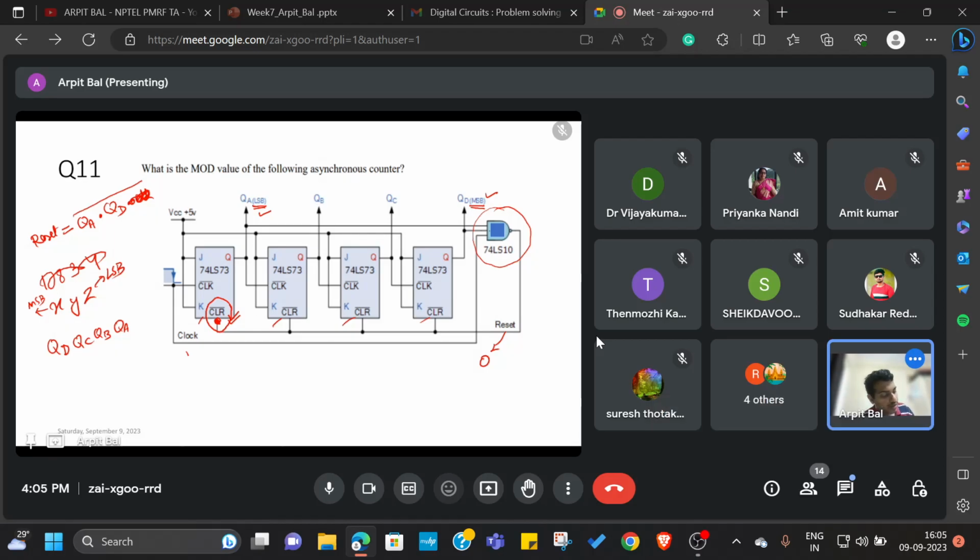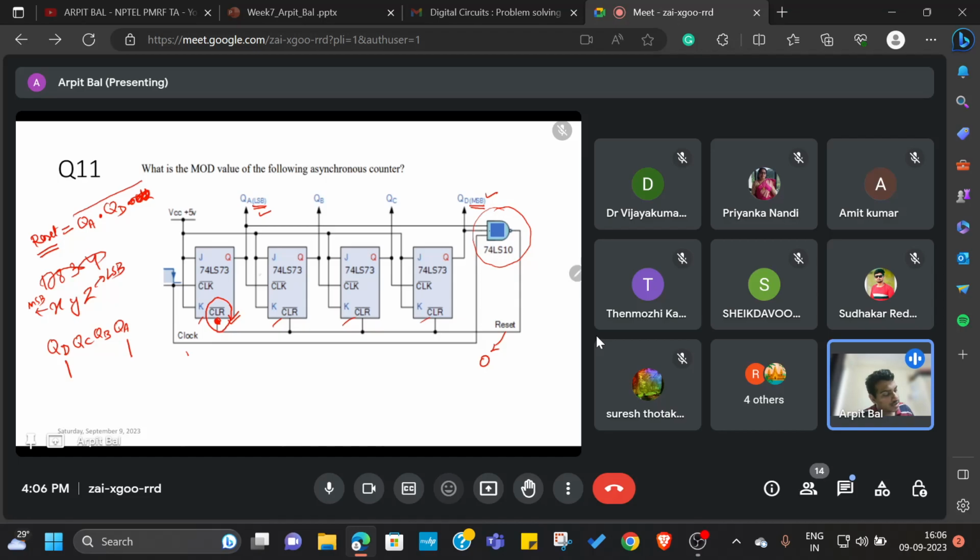Okay, so try to answer this question. When is reset going to be 0? QD, QA equal to 1. Both are equal to 1, then correct. Okay, so now answer this question.